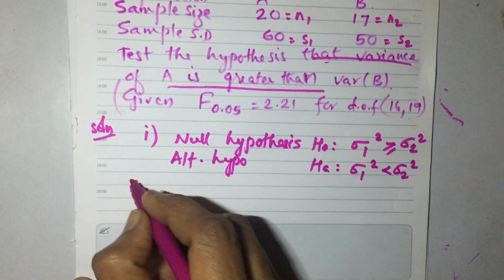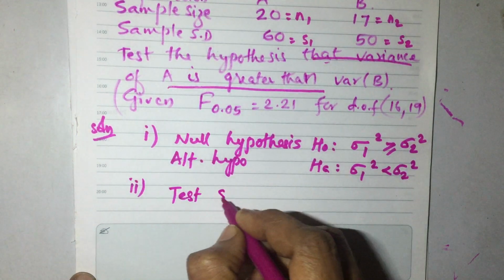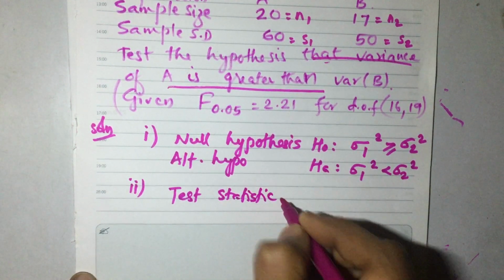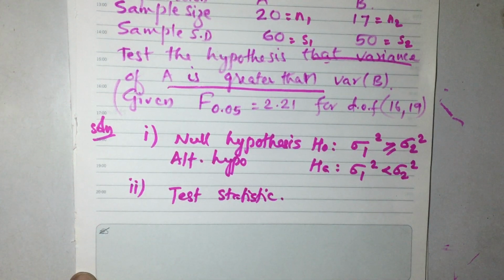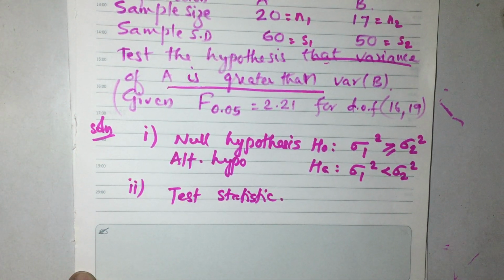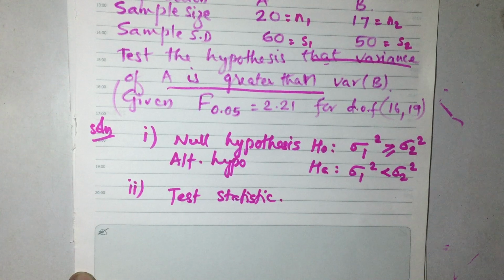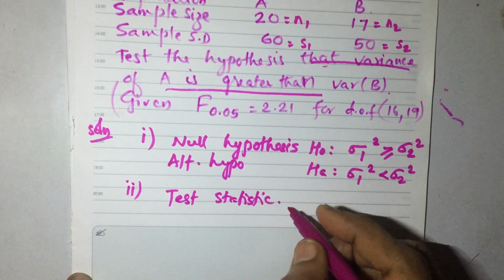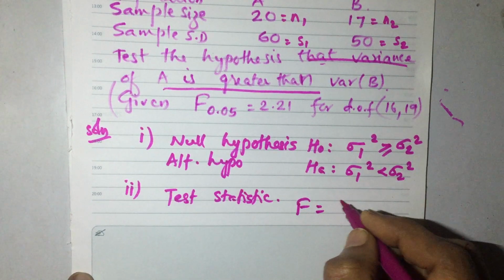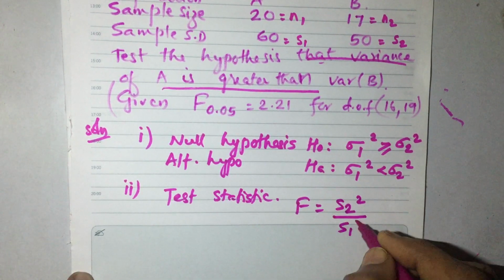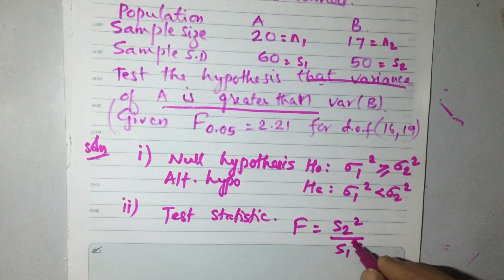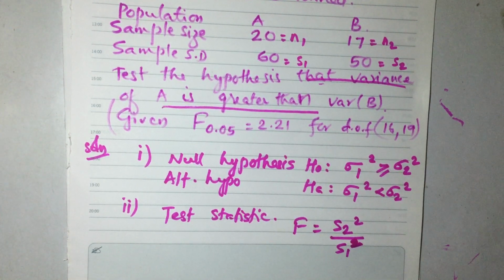Okay. Now second, calculation of the test statistic. So here you have to check S1 square and S2 square. So S1 square is greater than S2 square. So here the test statistic we will take is F equal to S2 square by S1 square, because this is a right tailed test. Okay, so S2 square upon S1 square.